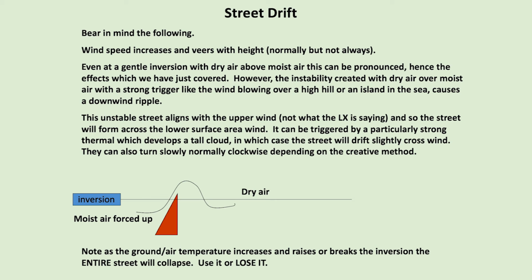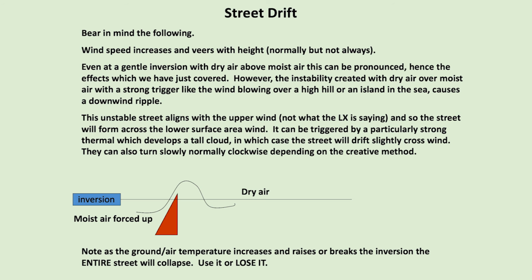Street drift. Bear in mind the following. Wind speed increases and veers with height. Normally, but not always. Even at a gentle inversion with dry air above moist air, this change in wind can be quite pronounced. Hence the effects which we have just covered. However, the instability created with dry air over moist air with a strong trigger, like the wind blowing over a high hill or an island in the sea, causes a downwind ripple.